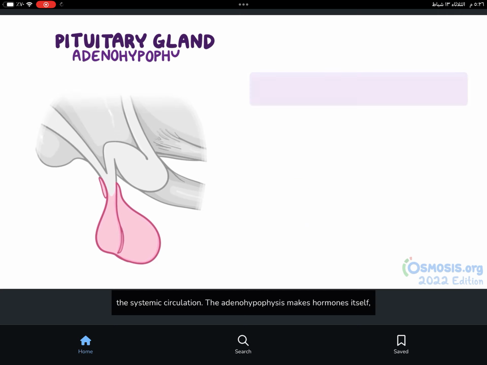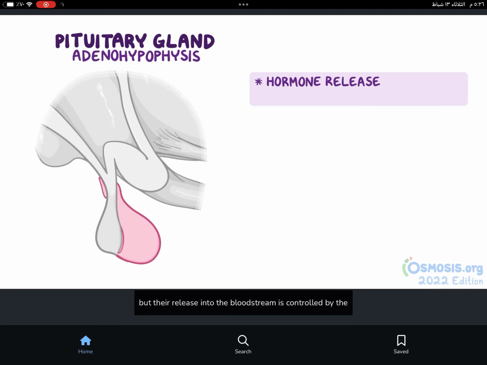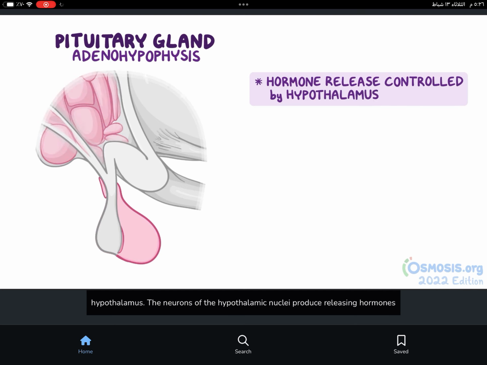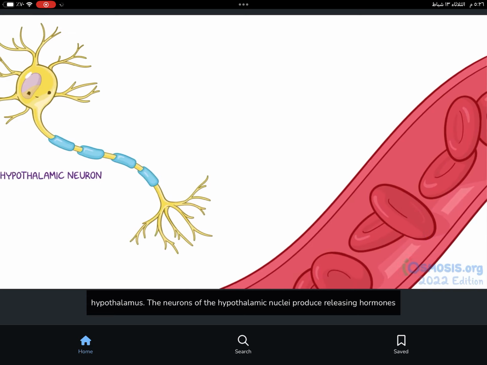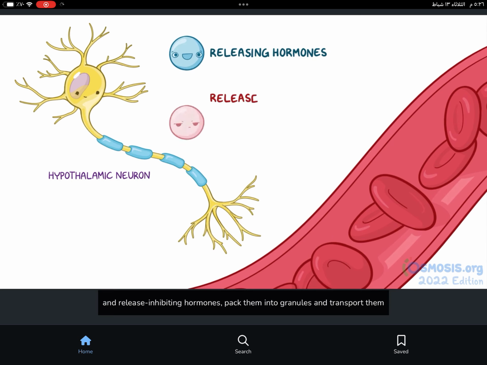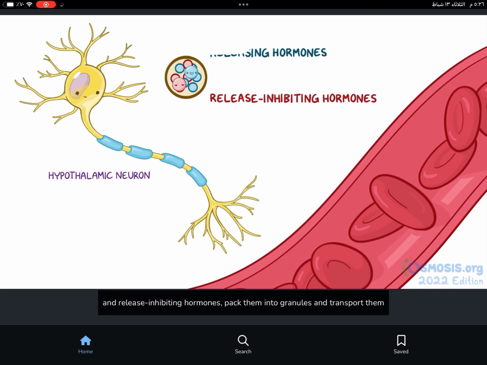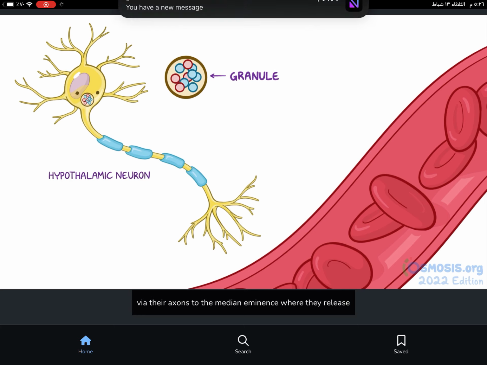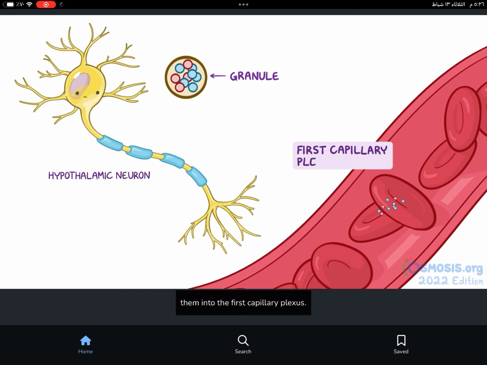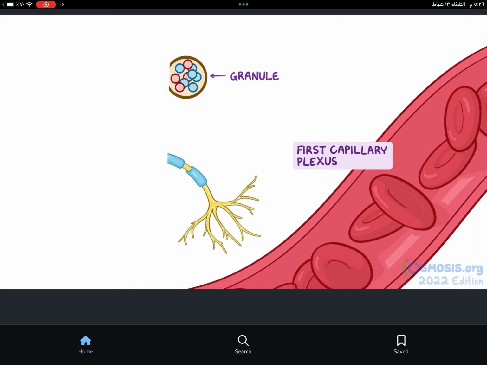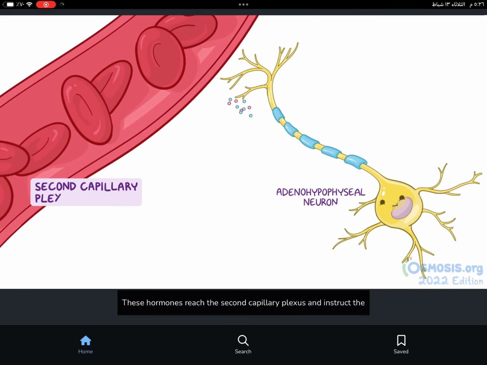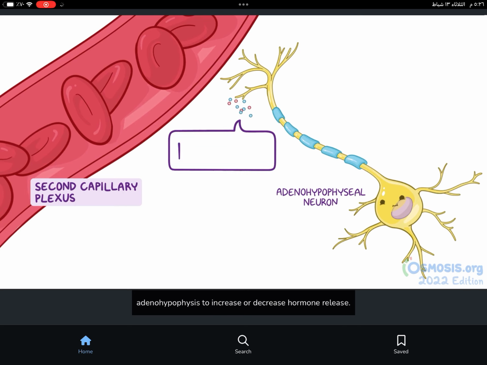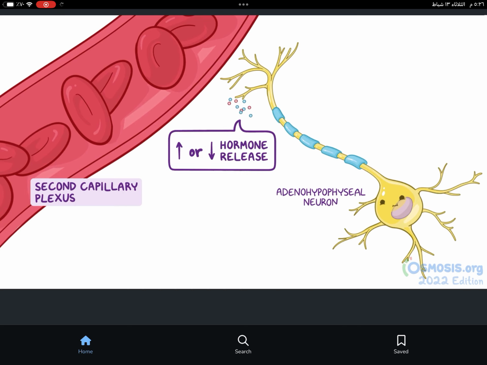The adenohypophysis makes hormones itself, but their release into the bloodstream is controlled by the hypothalamus. The neurons of the hypothalamic nuclei produce releasing hormones and release-inhibiting hormones, pack them into granules, and transport them via their axons to the median eminence, where they release them into the first capillary plexus. These hormones reach the second capillary plexus and instruct the adenohypophysis to increase or decrease hormone release.